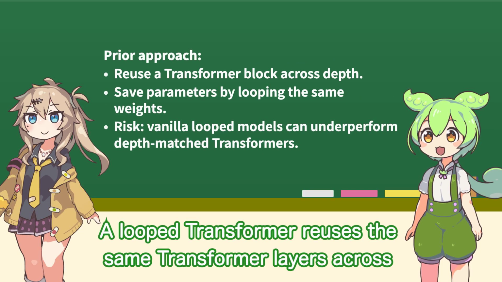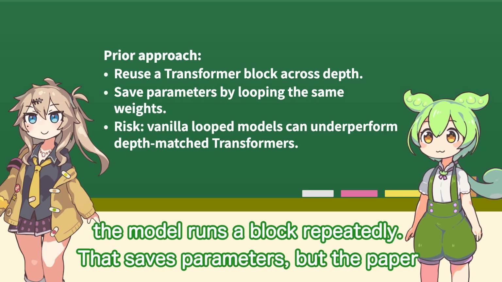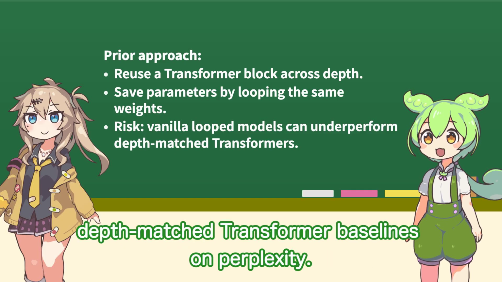A loop transformer reuses the same transformer layers across depth. Instead of paying for a fresh set of weights at every effective layer, the model runs a block repeatedly. That saves parameters. But the paper reports that vanilla loop transformers can fall behind depth-matched transformer baselines on perplexity.